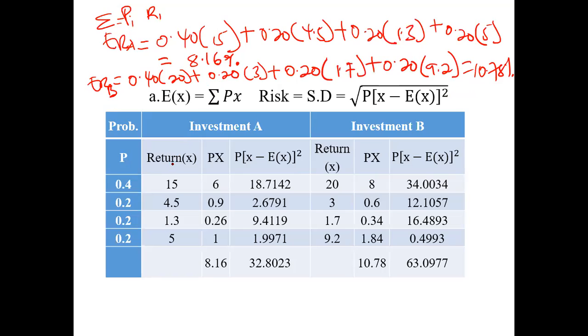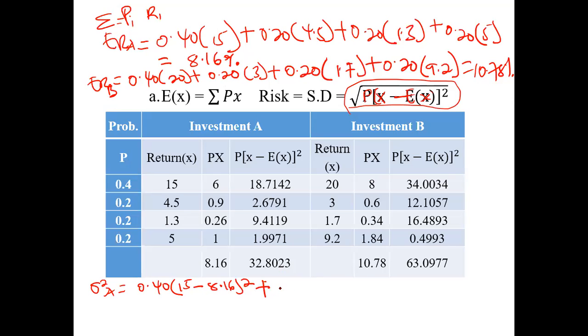All right. So here, if we want to know the risk, it is the standard deviation, and it is computed by this formula. So we find the square root of the variance, where the variance is the probability into brackets, the various returns minus the expected return, bracket close, squared. So if you want to find the variance for asset A, it will simply be the first probability, which is 0.40 into bracket. The first return for asset A was 15. Its expected return was 8.16. Then you square it.